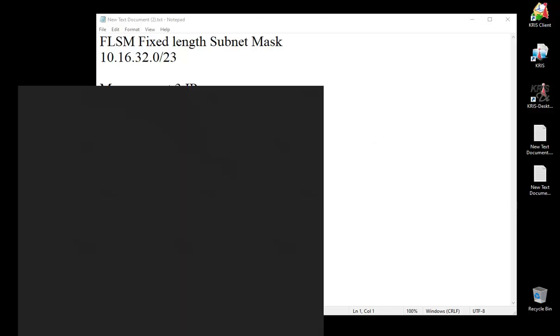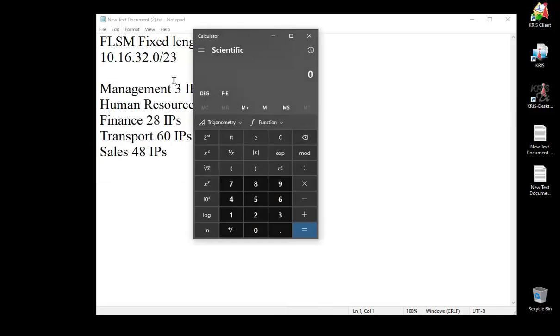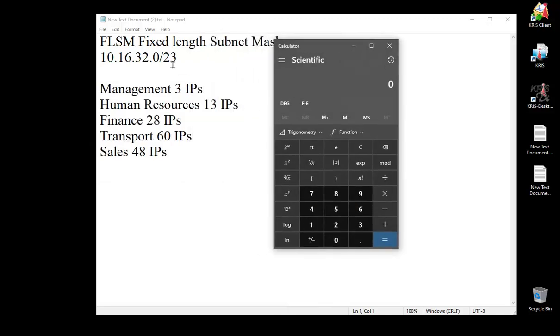So if we were to do some calculation based on this bigger group subnet, with a /23 subnet mask, we will know that an IPv4 address is a 32-bit number. So 32 minus 23, I'll be getting 9 host bits. So 2 to the power of 9, 9 host bits, will give me 512. It will mean that for this network address 10.16.32.0 with the subnet mask of /23, I will be having a very big group of IP addresses, 512.